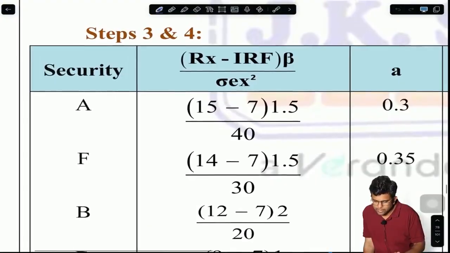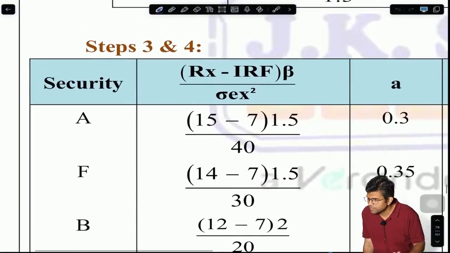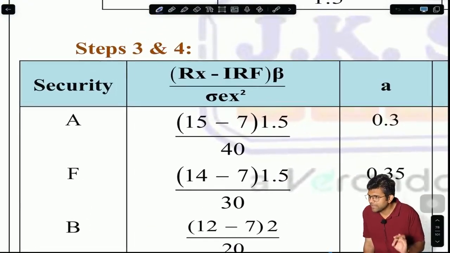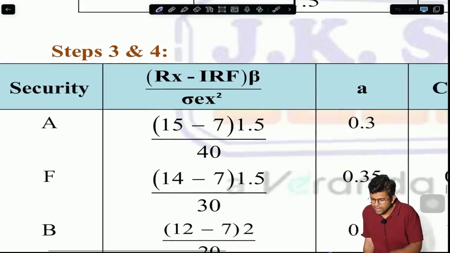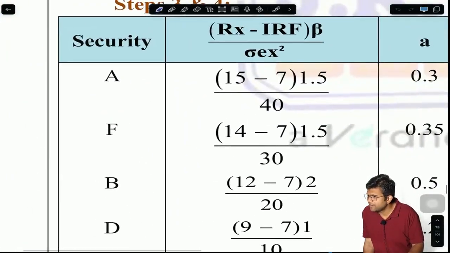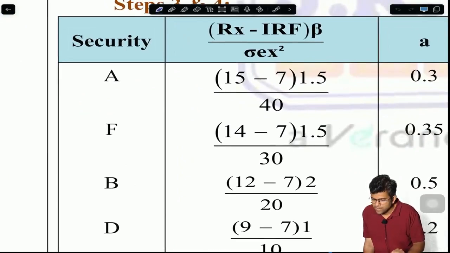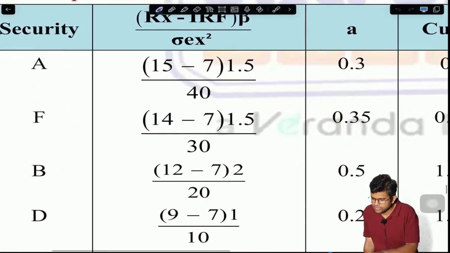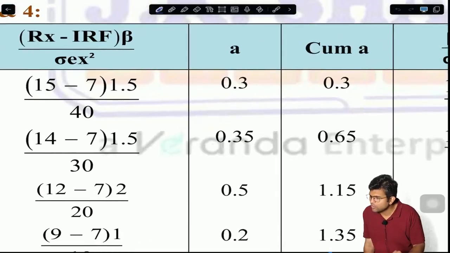I put security A first. Then I'm doing Rx minus IRF into beta, the whole upon sigma Ex square, and I get A as 0.3. Are you listening? Then, after A, why did I take F? Because F has rank number 2. Now we rearranged it. For F, I did the calculation and got A as 0.35.